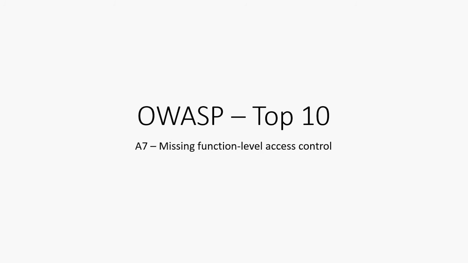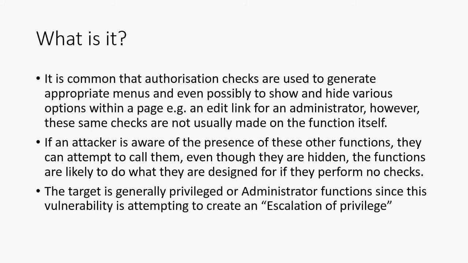It is called missing function level access control. So this means you might have access control at another level. So you might have a login page, and that login page might allow you to access certain other pages in the menu. But function level access control is having some kind of mechanism at a much smaller level, a very specific level, to check whether the current user is permitted to carry out the action.